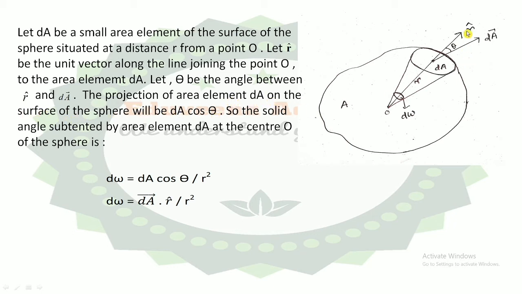How does it come? Because r cap is the unit vector along the line joining dA and O, and as r cap and the area vector dA differ by an angle theta, basically the two planes differing by an angle theta will give the projection of this dA. So let us understand this.